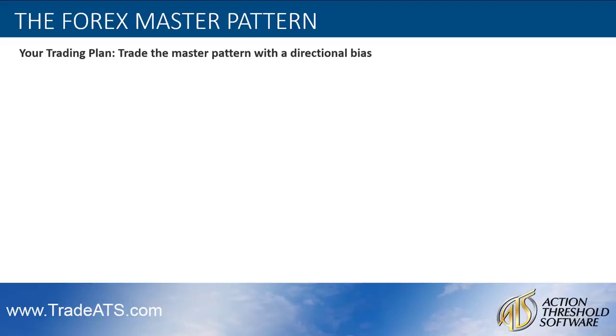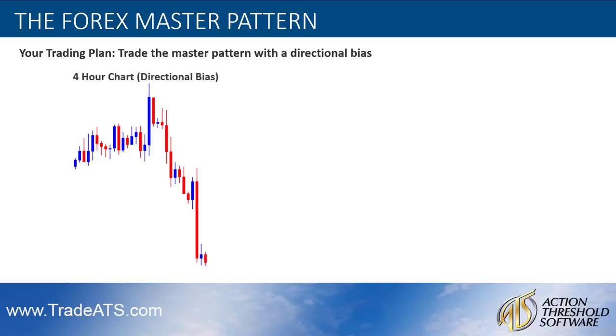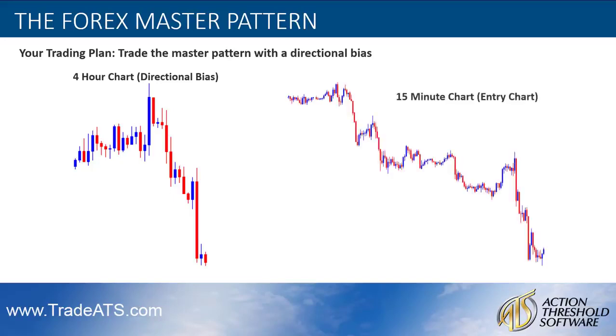So what we're going to do is drop in a 4-hour chart, and this is going to be called our directional bias. This is the chart that we're going to use as our larger time frame of a 2-chart setup to form our directional bias, which means that this chart's going to define whether we are looking for buying opportunities or looking for sell opportunities. We're going to pair that, in this illustration, with a 15-minute chart, and that's going to be our entry chart.